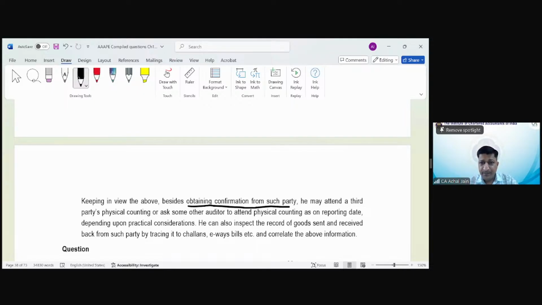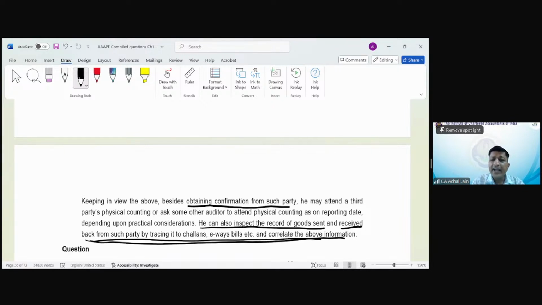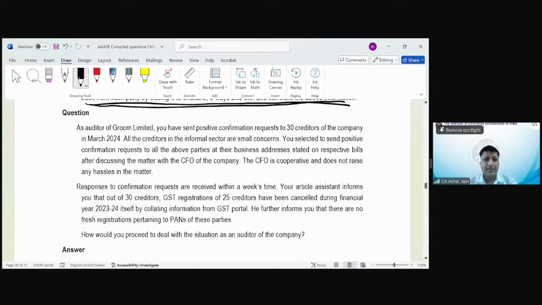Okay? He can also inspect the record of goods sent, goods received. So when there's a flow, some of the goods will go for job work, they will come back. So the documentation around that, he will also be looking at that, in addition to this. Clear on this? So that's how we'll get more comfort on this. Yes, sir. Clear, everyone? Yes, sir. All right, so let's look at the next one.